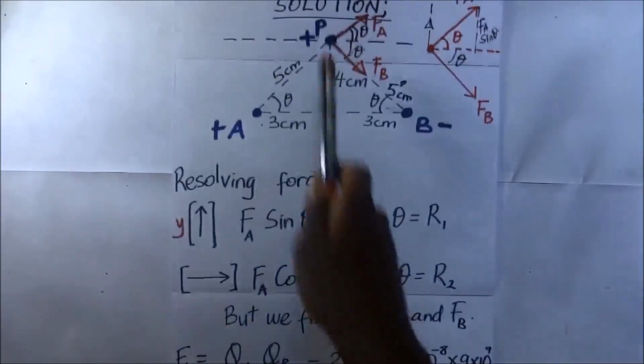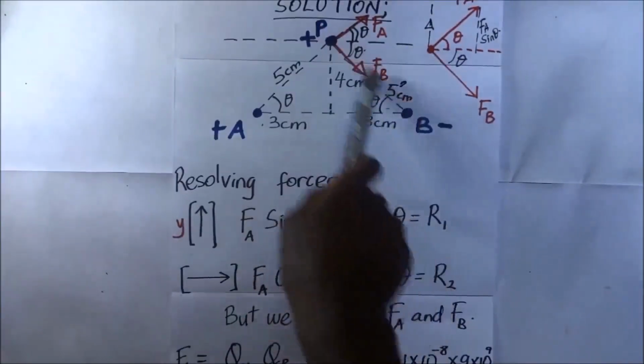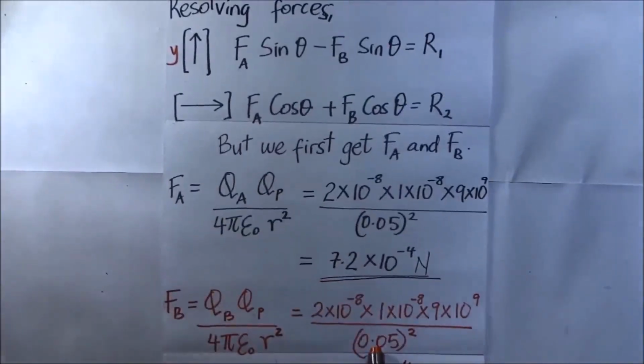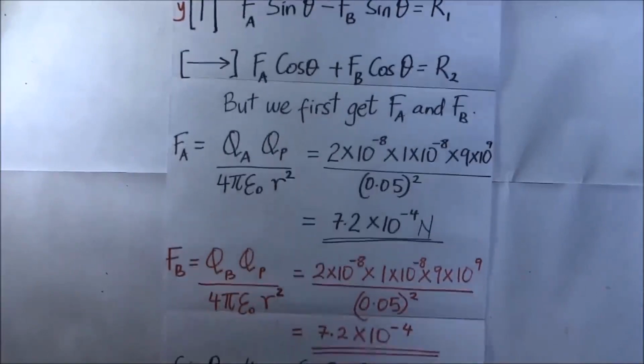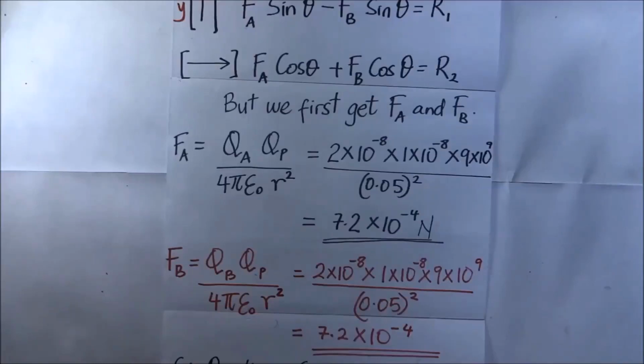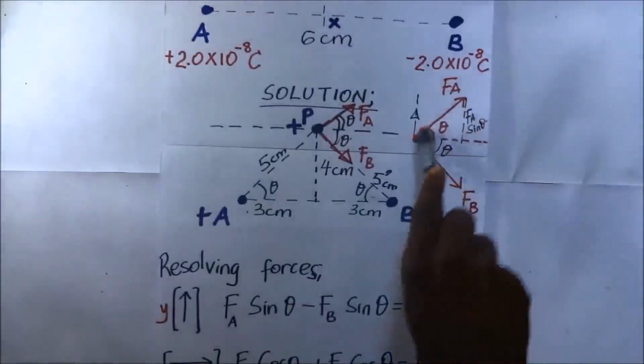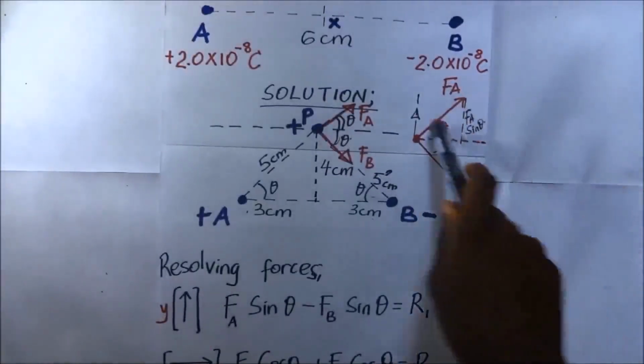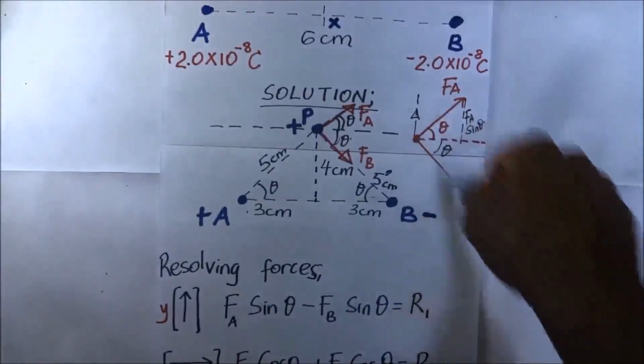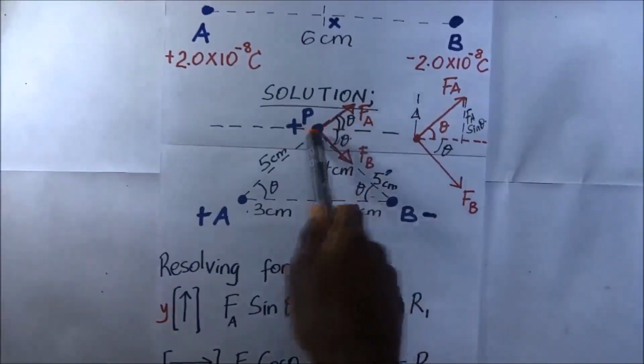Now the separation between P and B, this is 5 centimeters, like we had earlier found out, and converting that to meters is going to be 0.05, and if we square that, it will be 0.05 squared. Our answer will still be the same as this, 7.2 times 10 to the power negative 4 newtons. So now we are having two forces here. We are having FA acting in that direction, and it is identical to the force FB acting in this direction, acting on that point P.